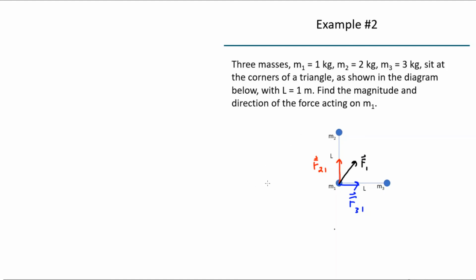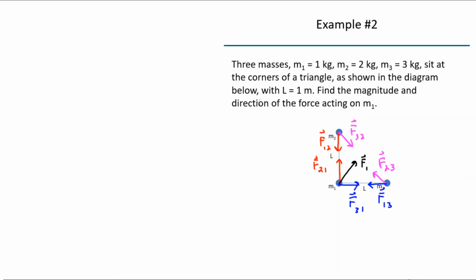And we could repeat this for the other 2 masses if we wanted. We know from Newton's third law that M1 exerts an equal and opposite force back on M2, so this would be F12. M3 exerts a force in this direction on M2, F32, and M2 exerts an equal and opposite force back on M3, F23, and finally M1 exerts an equal and opposite force on M3, F13. So those are all the forces acting on the system.